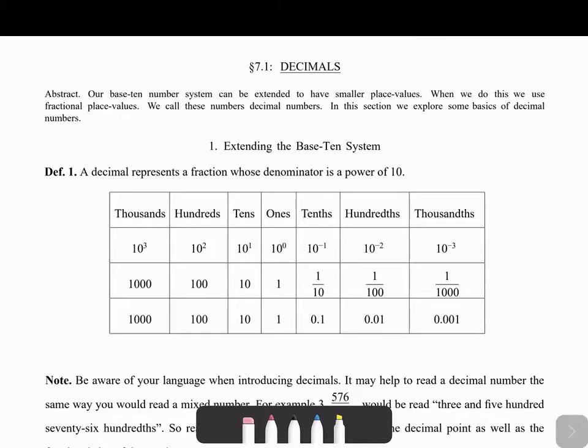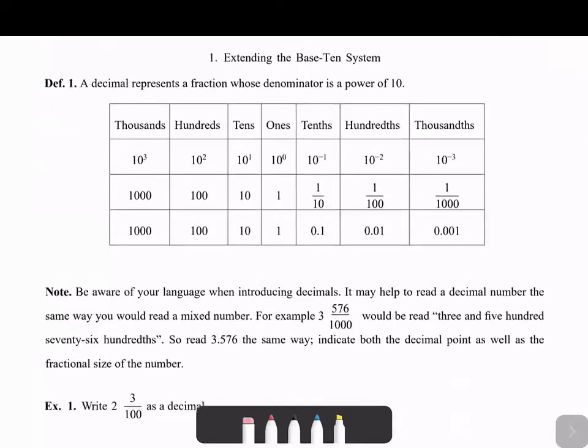When we think about decimals, one of the most intuitive ways to think about it is as extending the base 10 system in the opposite direction. Looking at this table, a decimal represents a fraction whose denominator is a power of 10. Remember that in the base 10 system we have our ones place, tens place, hundreds place, and thousands place, which correspond to the powers of 10: 0, 1, 2, 3, and so on. But we can also extend it in the opposite direction, where we now go to -1, -2, and -3, and we look at 10 raised to those negative powers.